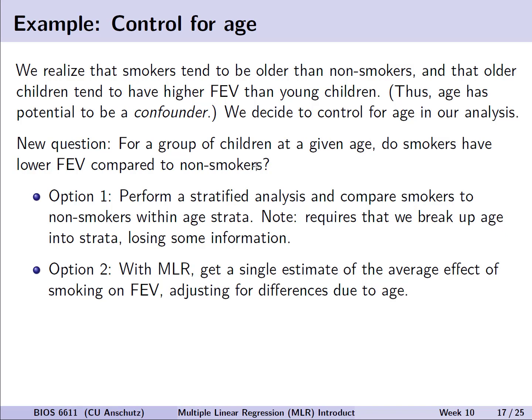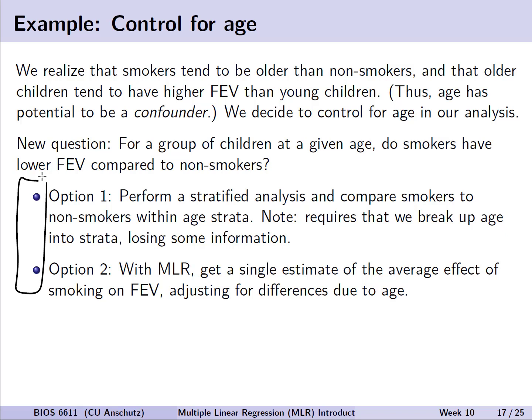So we have a new question at hand here: for a group of children at a given age, do smokers have a lower FEV compared to non-smokers? Or conditional on age, is there a difference between smokers and non-smokers? Now, we have two options at this point actually. Option one relies on methods we've discussed so far in class. In other words, we could do a stratified analysis, breaking up the ages into different subgroups, and maybe do things like t-tests, Mann-Whitney U-test, or some form of permutation test comparing the FEV within each age strata.